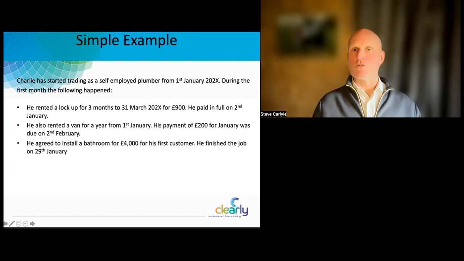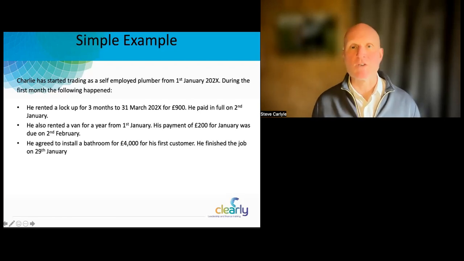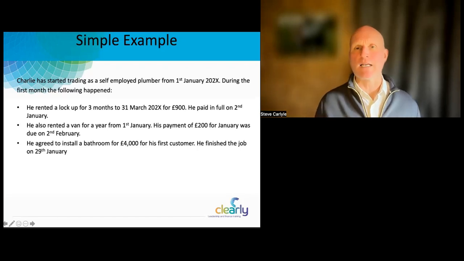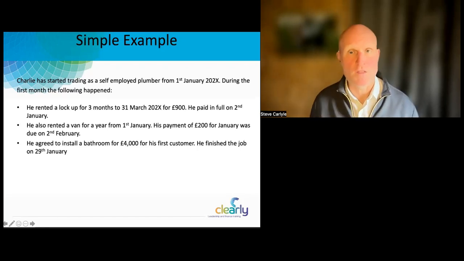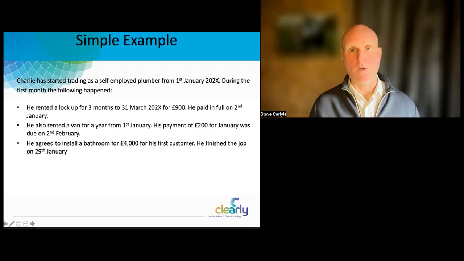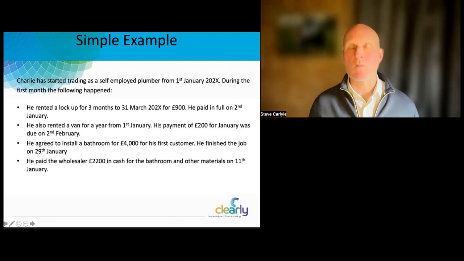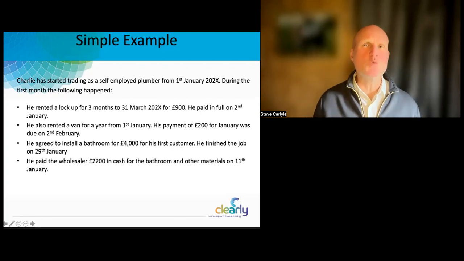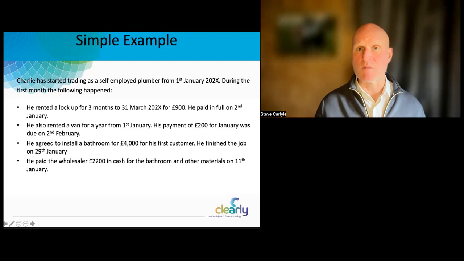The third thing is great news for Charlie. In January, he got his first customer, and he agreed that he would fit a new bathroom suite, including all the tiling, and make it absolutely beautiful. He's going to charge the customer £4,000. In order to fulfill that contract, he had to go to the wholesaler. Because he was a new customer, the wholesaler said, look, Charlie, the first time you buy from us, you've got to pay cash.